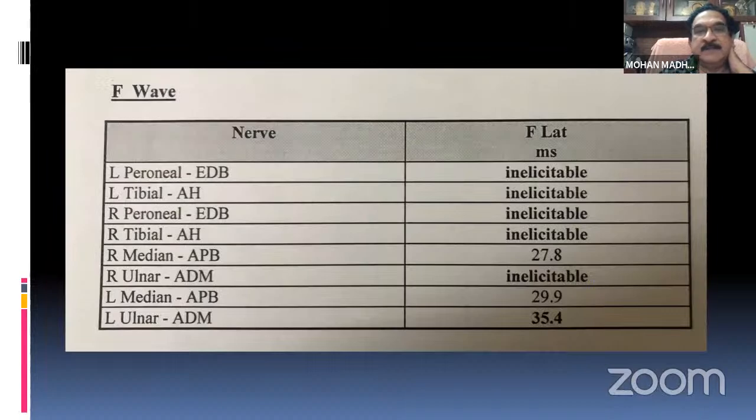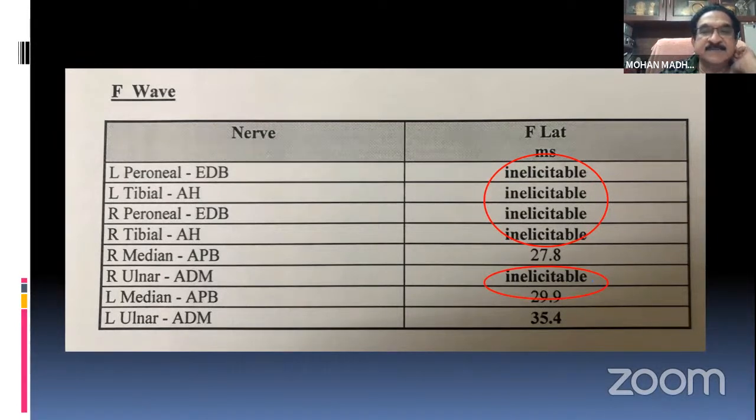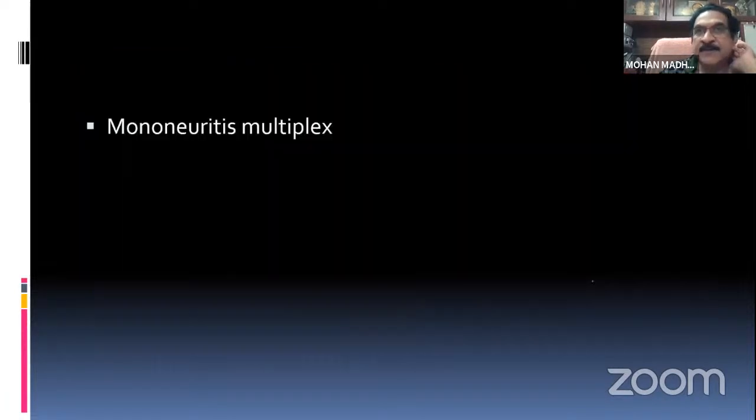On the other hand, the F-wave prolongation, which was seen earlier, has decreased a little bit now, except that the right ulnar is inelicitable, and the left ulnar is prolonged. But it is still there, while in the median it has improved. So probably mononeuritis multiplex versus asymmetrical radicular neuropathy is the probable diagnosis. But it's not purely demyelinating, because it has axonal features as well as demyelinating features.